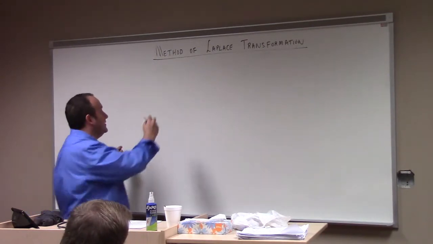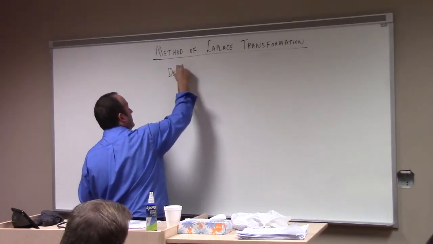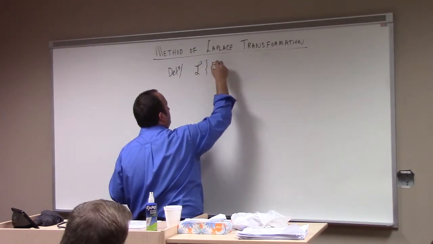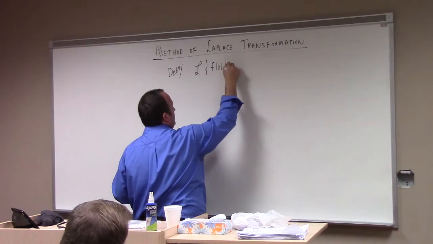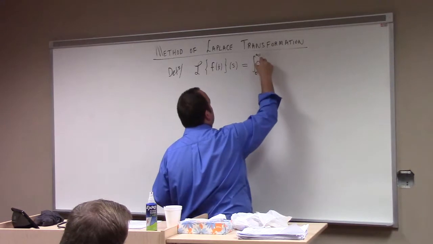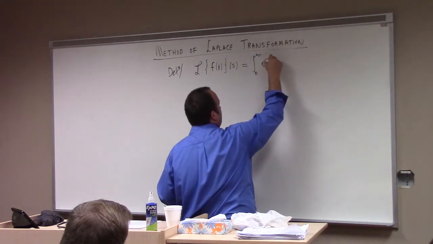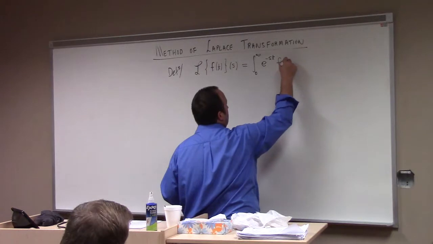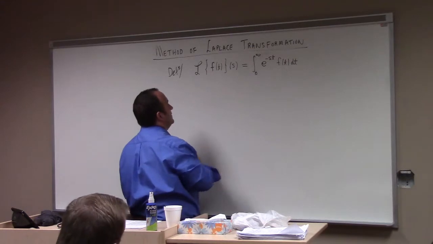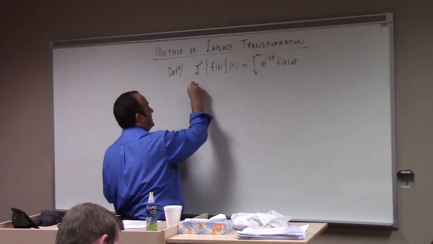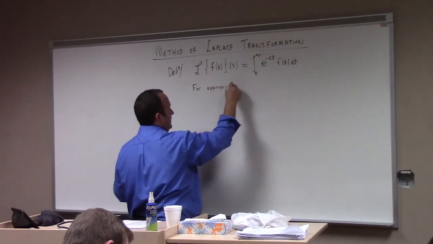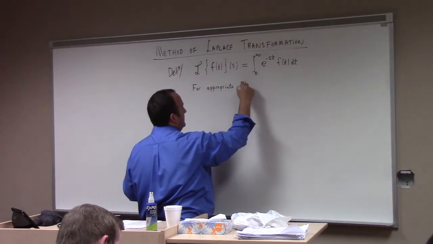And so here it is, the definition. The Laplace transform of little f of t at s is equal to the integral from 0 to infinity of e to the minus st f(t) dt. And this is, of course, for appropriate functions, appropriate f(t).